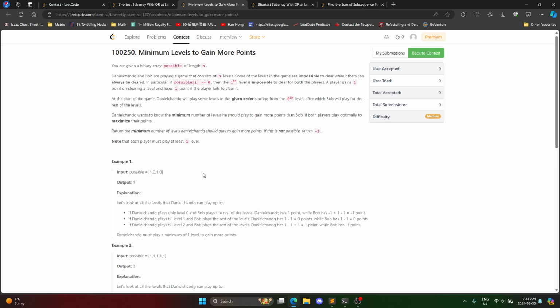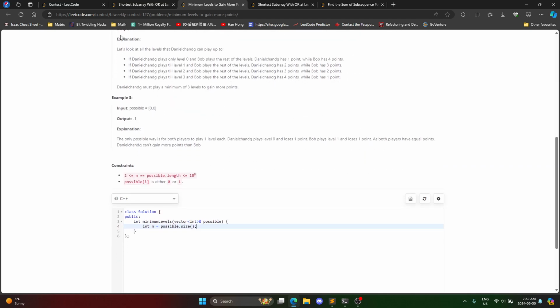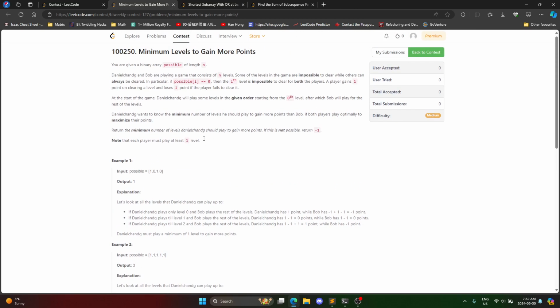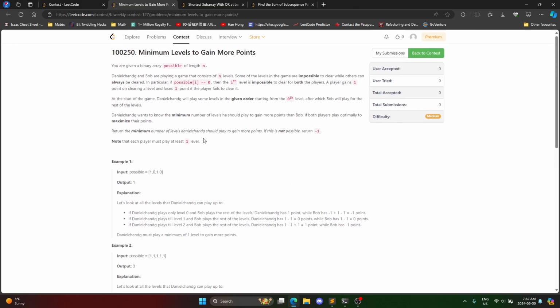Possible equals 0. Impossible. Player gets 1 point, clear, and loses 1 point if fails to clear. Okay. So there's 0 or 1, right? Let's start, place them all in the given order. After each, Bob will play, to gain more points than Bob, if both players maximize their points.